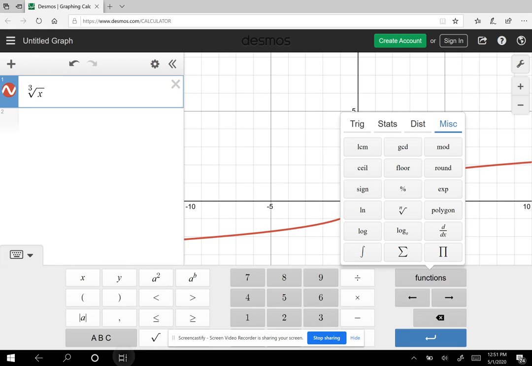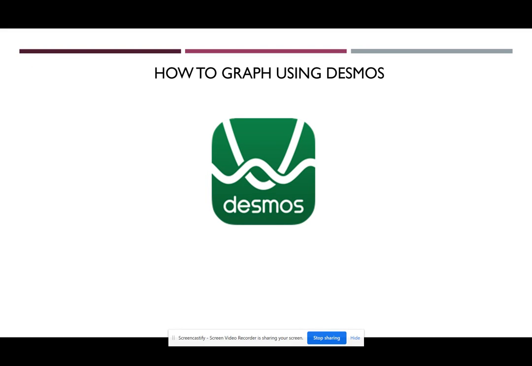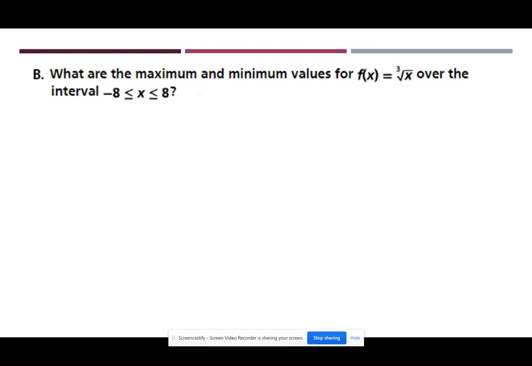Okay, so let's go back to our PowerPoint. So this one says, what are the maximum and minimal values for the cube root of x over the interval -8 to +8? So I want to know, in between those two x values, what's the lowest value that could be possible and what's the highest that could be possible.